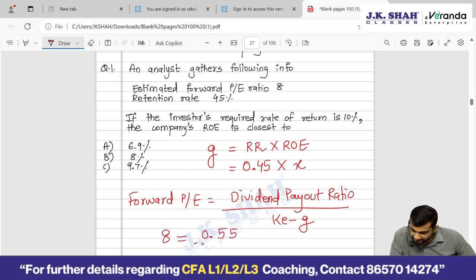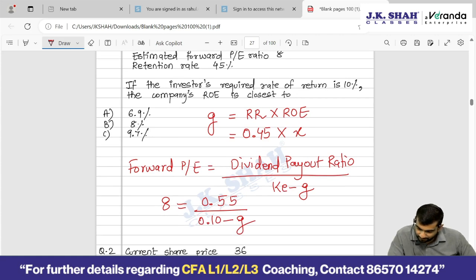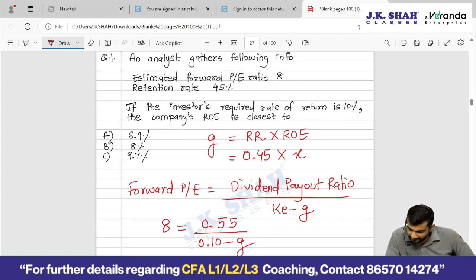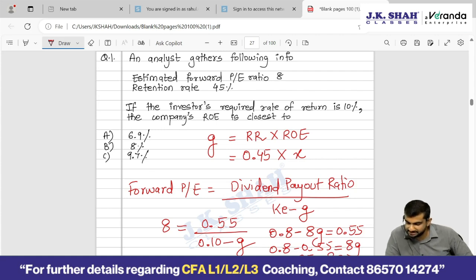KE, required rate of return, is given, minus G. Can you get G? So 8 into 0.1 will be 0.8 minus 8G is equal to 0.55. 0.8 minus 0.55 will be 8G. So this will be 0.25 is equal to 8G. Therefore G is equal to 0.25 divided by 8. 0.25 divided by 8 is how much? Please help me.